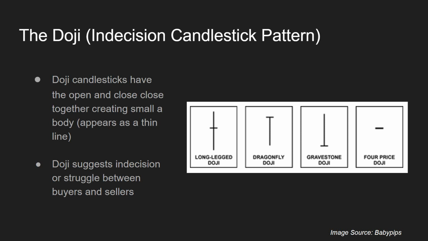So if you look at the 4 images, there are 4 types of dojis, and as you can see, it doesn't matter if there's a wick formed. All it's looking at is where the open and the close, so the body of the candle, is really thin and really small, aka really close together. And again, as I said earlier, a doji suggests that there's indecision because of the small body. Neither the bulls or the bears took the throne really in that price action.